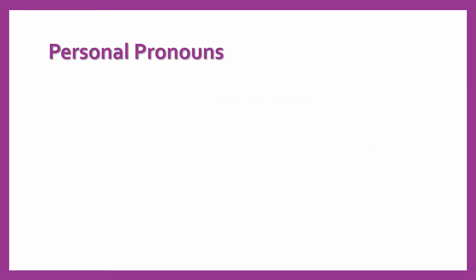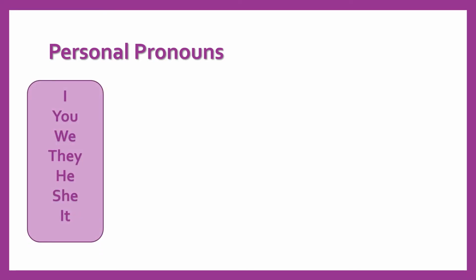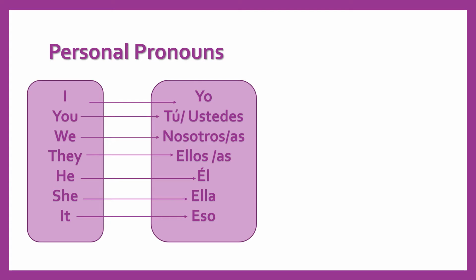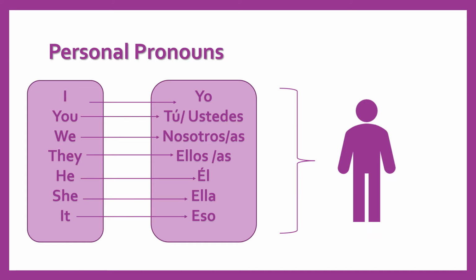First of all, we're going to remember about personal pronouns. In English, we know that we have all these personal pronouns: I, you, we, they, he, she, it, and also we know the meaning of these personal pronouns in Spanish. I will mean yo, you, tú, ustedes, we, nosotros, nosotras, they, ellos, ellas, he, él, she, ella, and it, eso. And also we know that we're going to identify those pronouns with this icon.